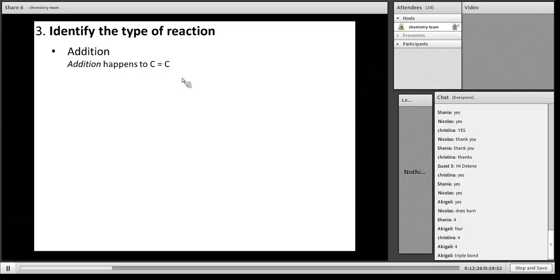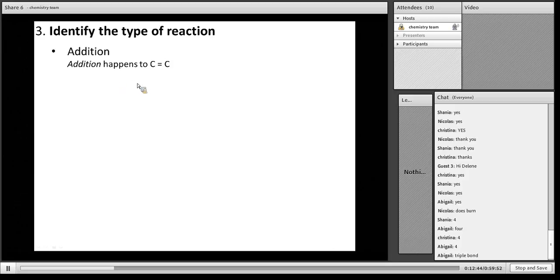So again, each carbon will have 4 bonds, but in an alkyne it's only bonded to 2 atoms, and in an alkene it's bonded to 3 atoms. So we can still add more atoms. And when we add more atoms, it's called an addition reaction.